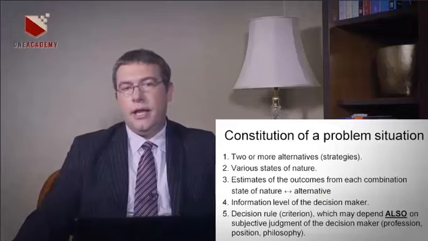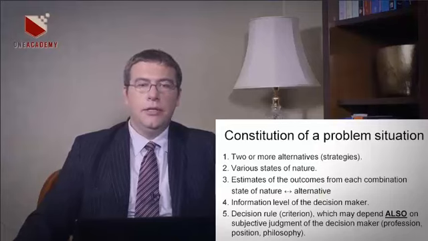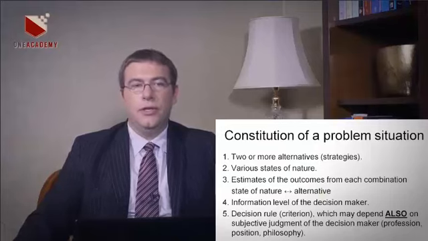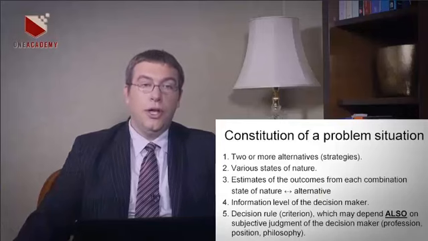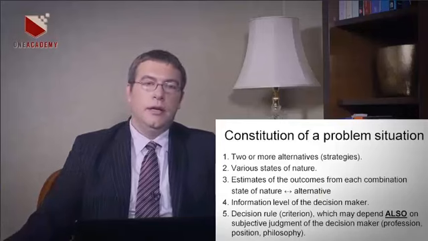So let's say I have 3 alternatives and I have 2 states of nature. Altogether I should have 6 combinations, and for each of them I should have an estimation, which basically means a number of the outcome. It could be a favorable outcome for me or it could be non-favorable for me. But anyway, the third requirement is we need to have estimates for the outcomes of each combination.